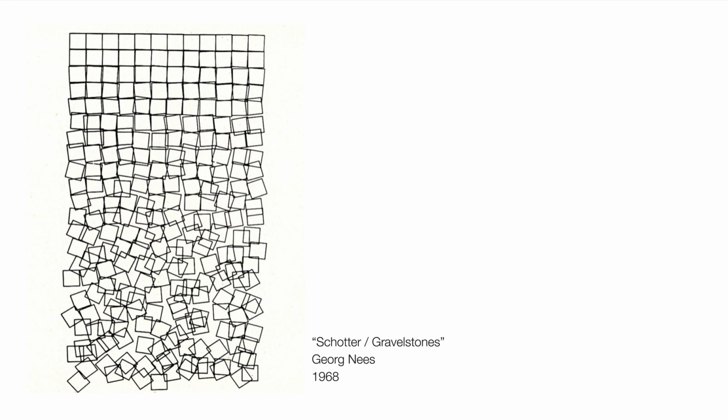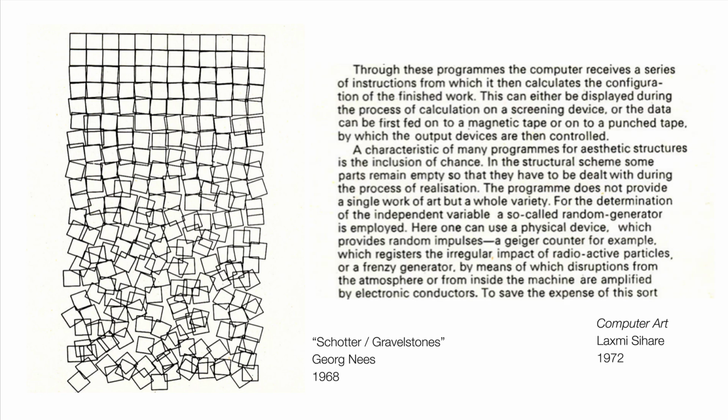the process was described in a way that might sound familiar from the start of this lecture when we described the production of random noise and the rules the computer followed to turn it into an image. But this is describing early 1960s generative artworks. Through these programs, the computer receives a series of instructions, from which it then calculates the configuration of the finished work. This can either be displayed during the process of calculation on a screening device, or the data can be first fed onto a magnetic tape or onto a punch tape, by which the output devices are then controlled.